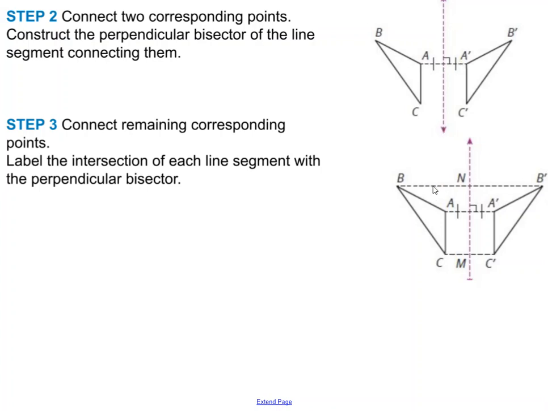If in fact though these three extras are the same, so B to N is the same as N to B prime, only need three, and then C to M and M to C prime are the same, this was a reflection.